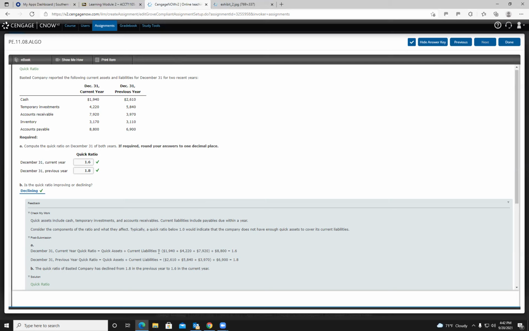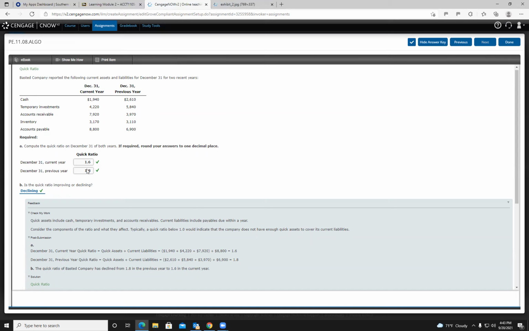So if you see here, for your current year, it shows that they took the cash, investments, and account receivable, added them together, and then divided it by your accounts payable. And that gave you a quick ratio of 1.6 for current year. And did the same thing for previous year. They took your cash, investments, and receivables, added those together and divided it by your accounts payable. You can see the math broken down right here for you. So previous year, your quick ratio is 1.8.